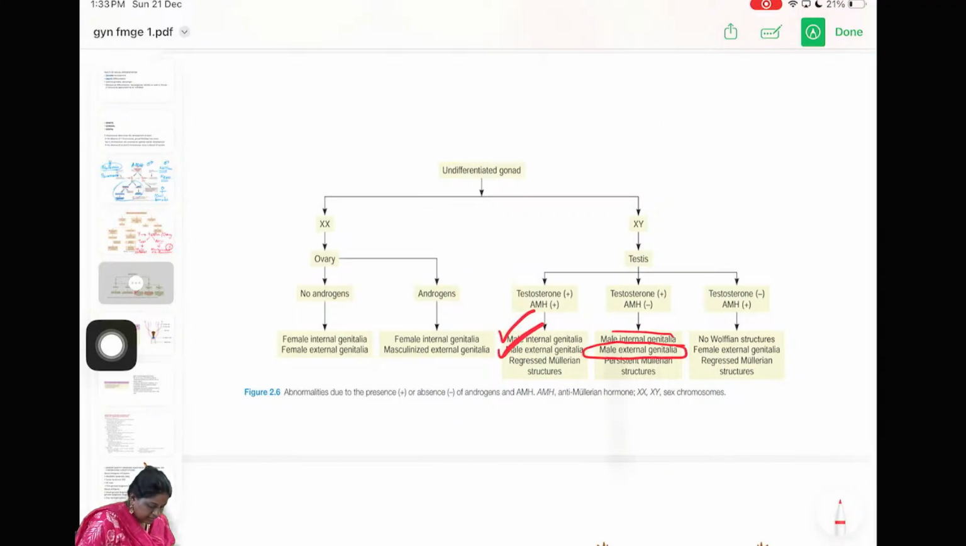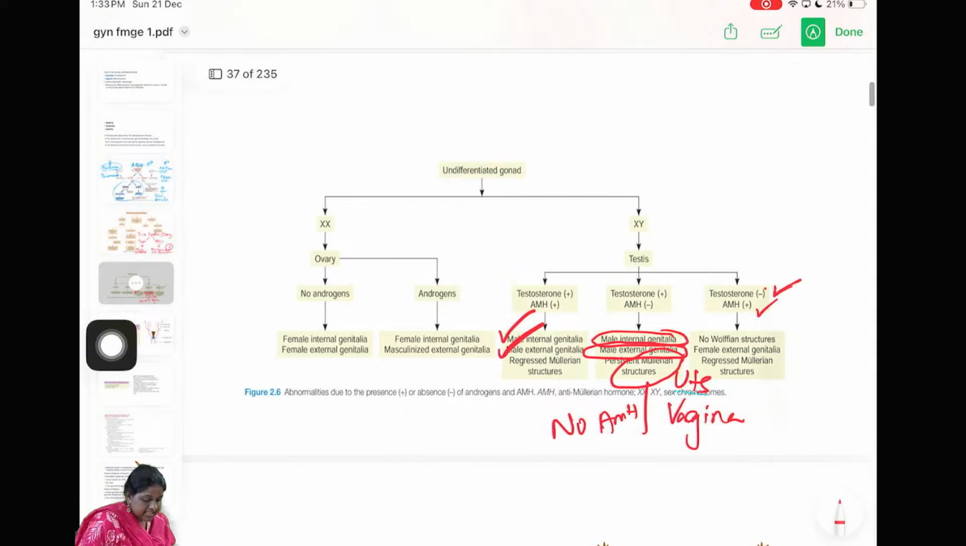Internally, it will be male because there is nothing to develop in a male inside. But Mullerian structures, that is the uterus and vagina, will be present because there is no AMH. Whereas here, testosterone is absent and anti-Mullerian hormone is present. That means since testosterone is not there, it will develop into female external genitalia.